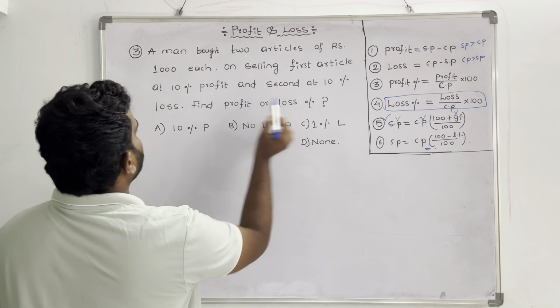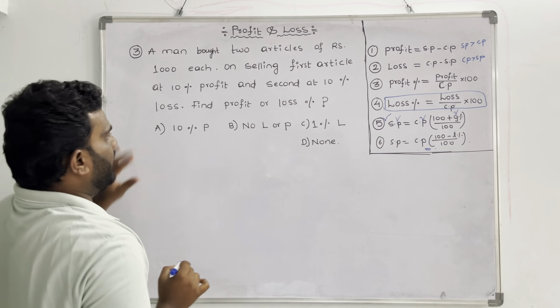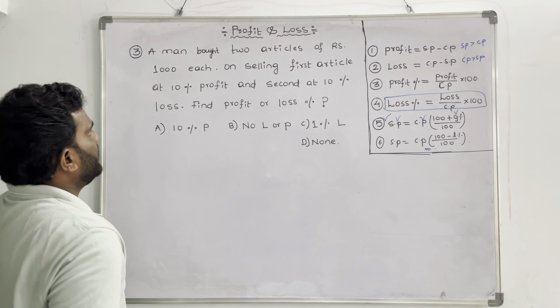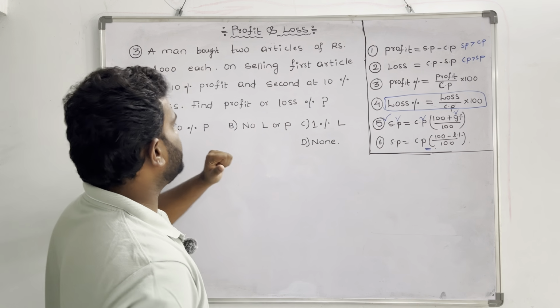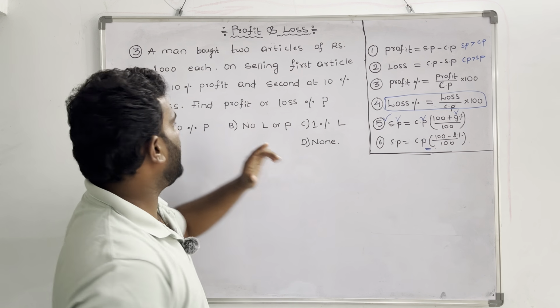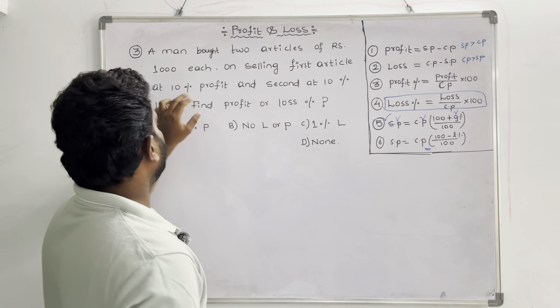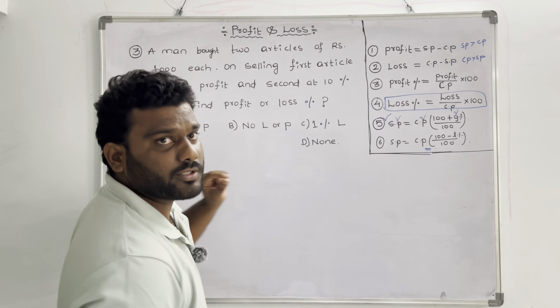On selling the first article at 10% profit and the second at 10% loss, find the profit or loss percentage. Basically, it is similar to the previous question, but the difference is that in the previous question we had two different percentages for profit and loss, whereas here the percentages for profit and loss are the same. Now, how to solve this question?